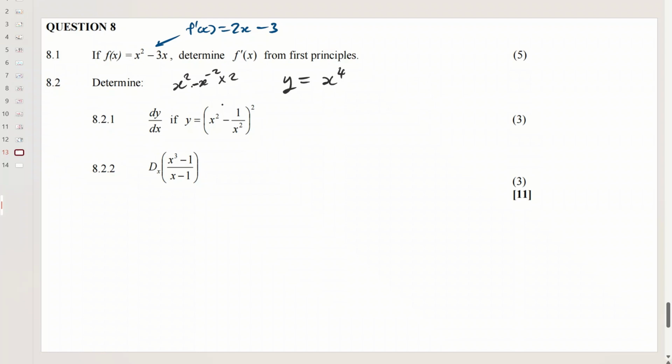So now you'll have something like this, and then you'll have minus 2. Okay, let me just, I think I have to write this down for you. You have x squared times negative x into negative 2. And then you'll have what? Plus negative x squared times x into 2.